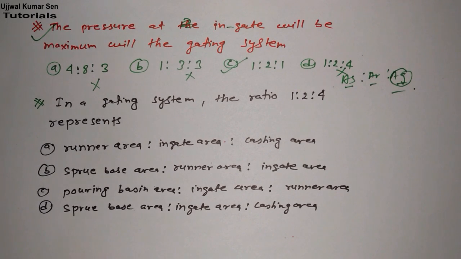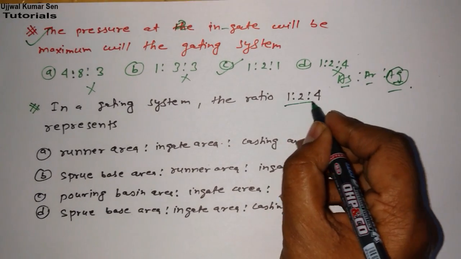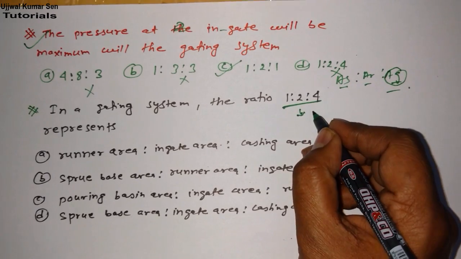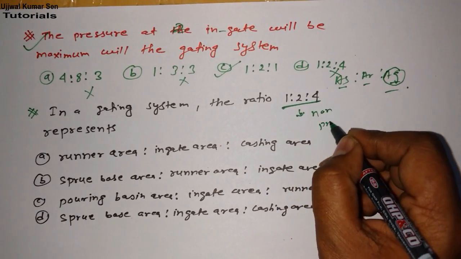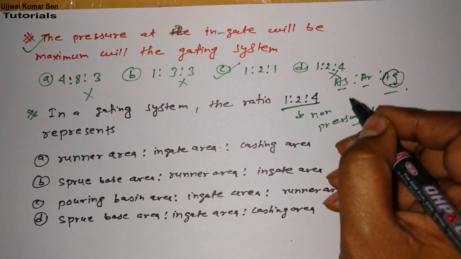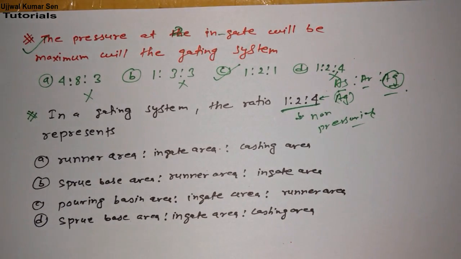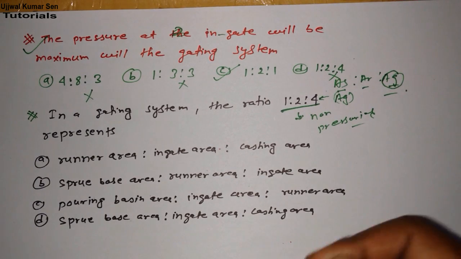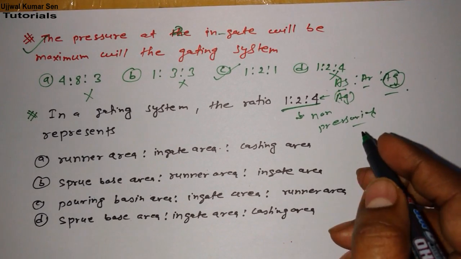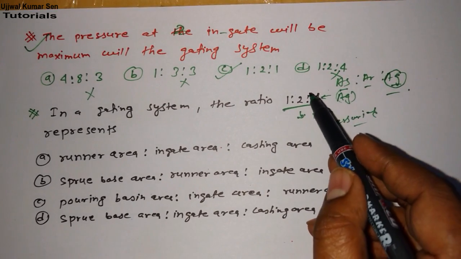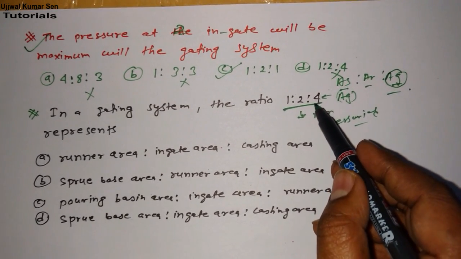Basically, if you're talking about a non-pressurized gating system, then this is the perfect one. It could be pressurized or non-pressurized, but in this ratio the area of the last one, the area of gate, is always maximum. That means this is a non-pressurized gating system. But that is not the question they have asked here. They are just trying to confuse you by giving you this.